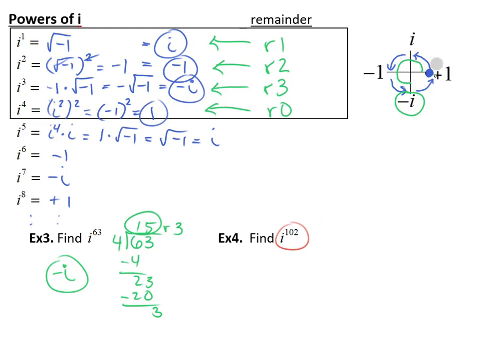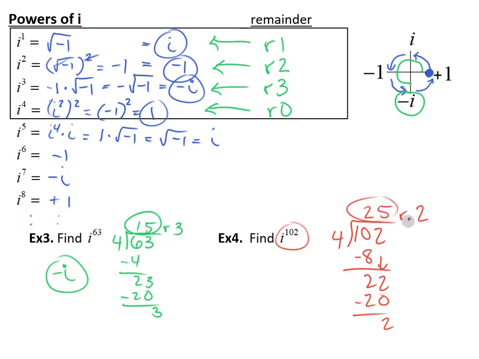Let's figure out how many times it goes through our cycle up here by dividing it by 4, since our cycle repeats every 4. 4 goes into 10 twice. 2 times 4 is 8. 4 goes into 22 5 times. 4 times 5 is 20. And we'd have 2 left over. So it goes through my cycle 25 times, but then it needs to go 1, 2 more steps, which brings me to -1. i to the 102nd power is the same as just -1.